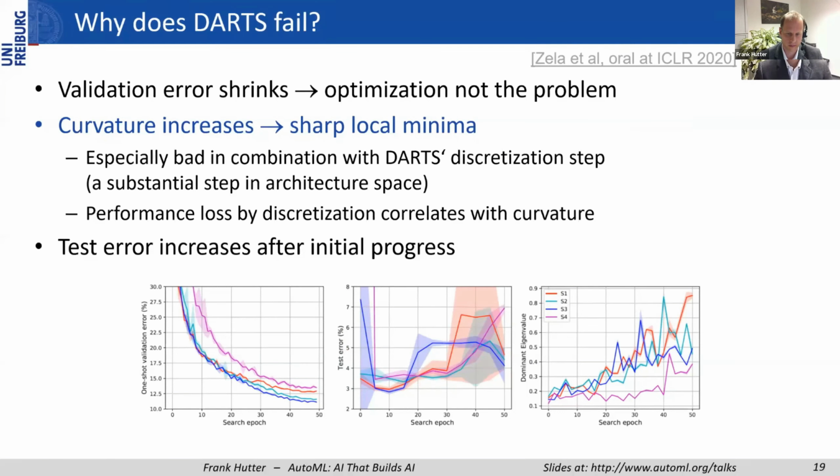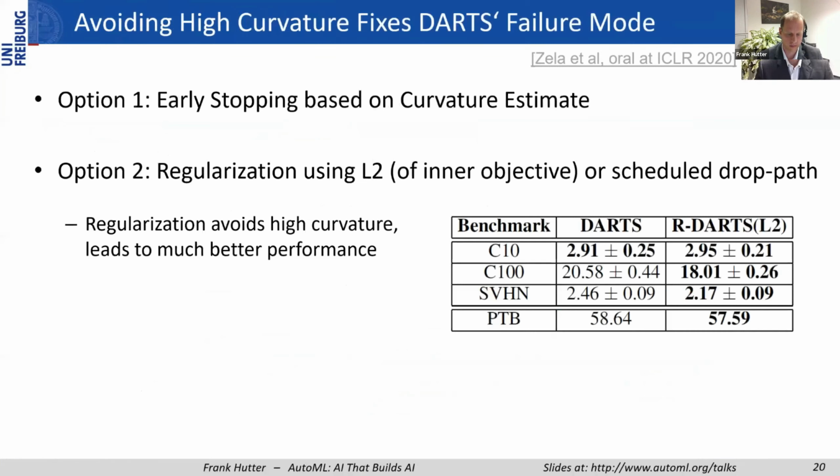And well, how can we avoid this? Well, we can avoid this high curvature, and that fixes the failure modes of DARTS. And how can we avoid this high curvature? Well, it's by regularization, and option 1 would just be early stopping based on an estimate of the curvature. Option 2 that we evaluated was a regularization of the inner objective by L2 or scheduled drop path.